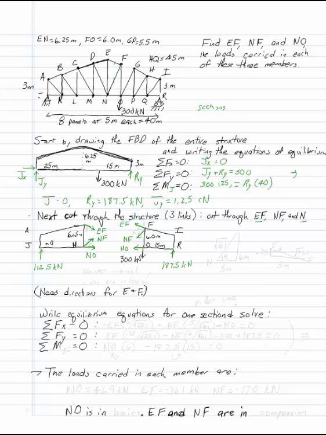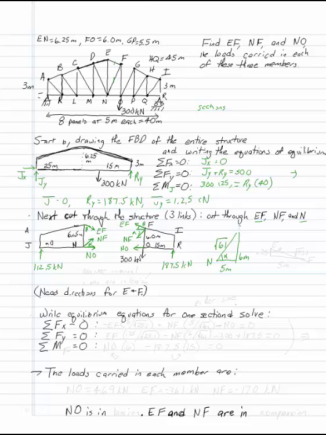I need to find out what the directions are for EF and NF. So if I call this angle theta and this is alpha, then in this little bit, this is theta and this is alpha. I need to figure out what those are. I can do that from the geometry of the problem. So if I look first at the triangle that has N and F on its corners, this is 6 meters and this is 5 meters. This is my alpha, and this is just the square root of 61.